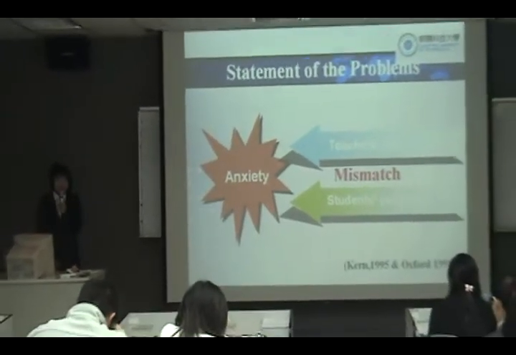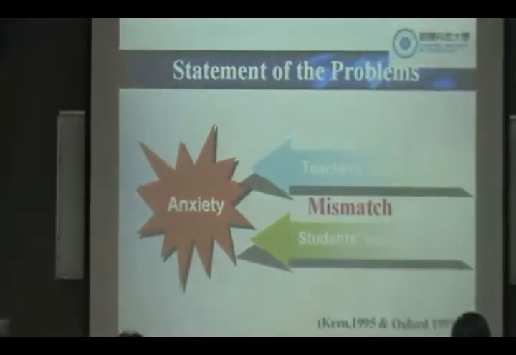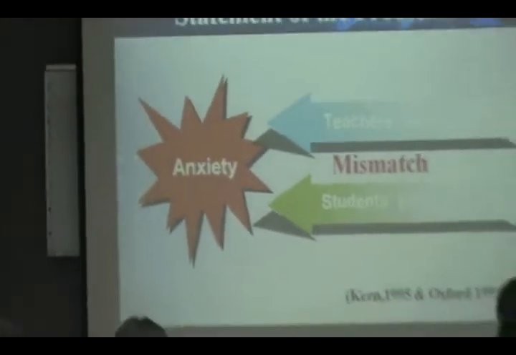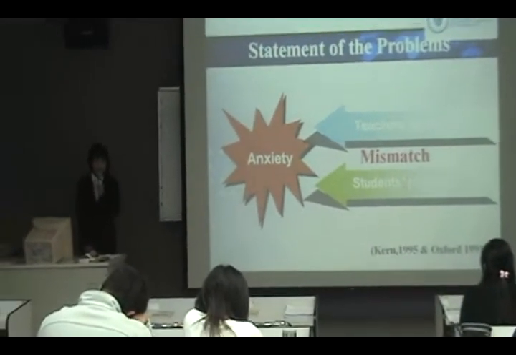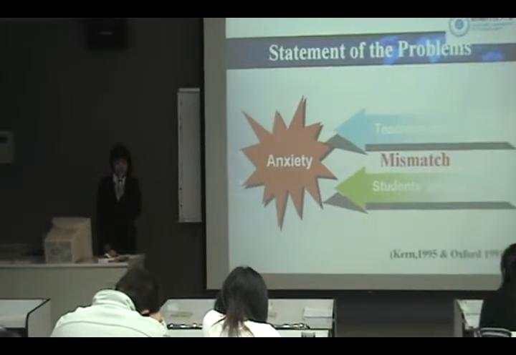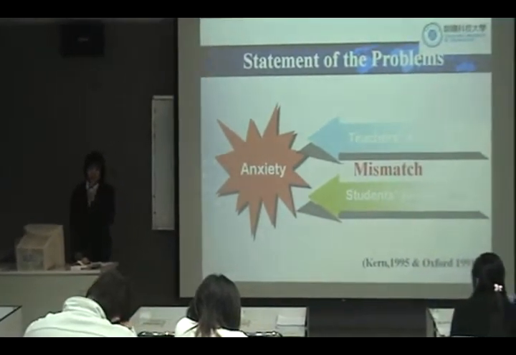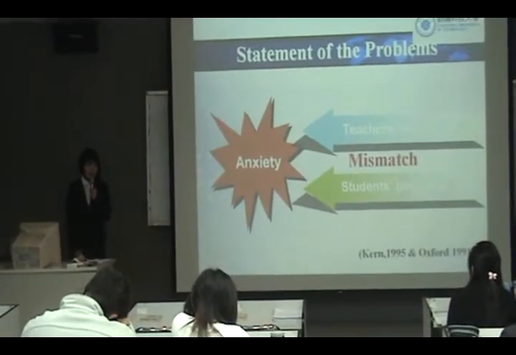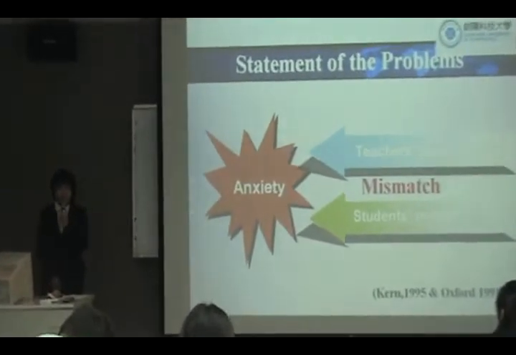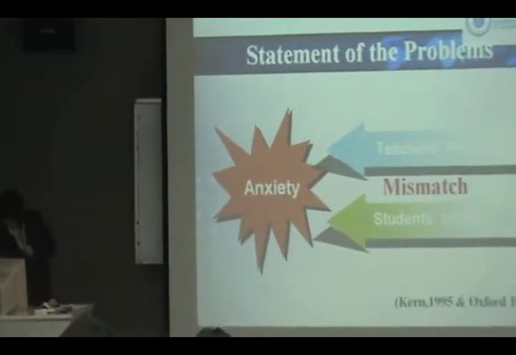And here is the statement of the problem. In 1995, Kern, and in 1991, Oxford, said the perceptions of the teachers and the students didn't always match, and this mismatch will hinder or slow down learners and learning and lead to anxiety.